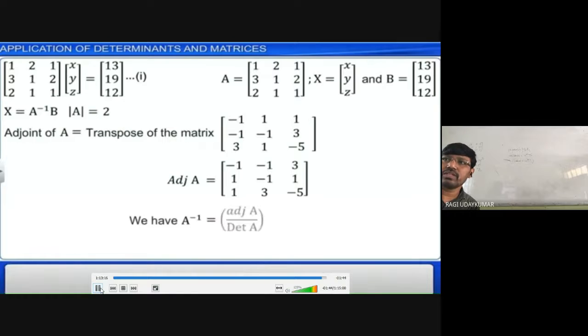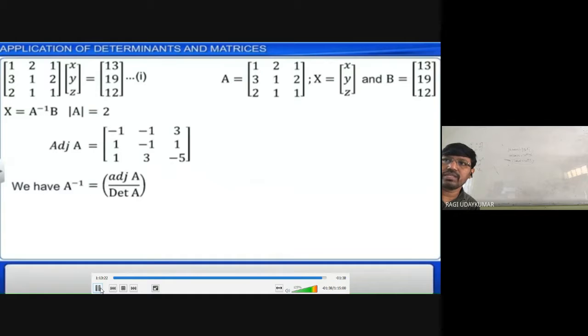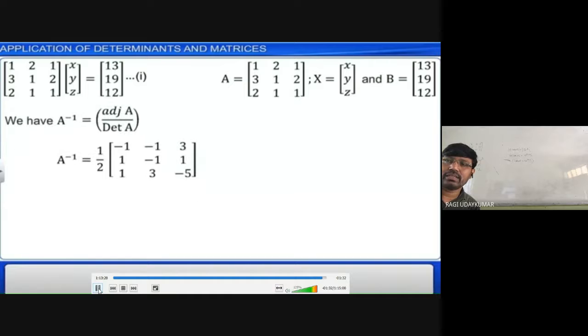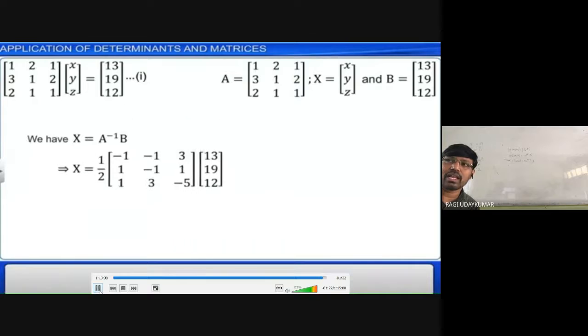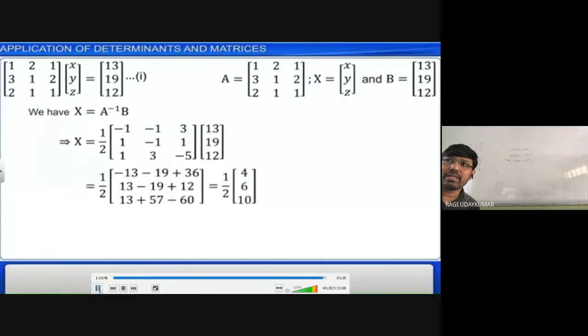Therefore, A inverse equals adjoint of A by det A. Det A means determinant of A. So that is 1 by 2 into the matrix with minus 1, 1, minus 1, 3. Now X equals A inverse B. A inverse, whatever matrix you are getting, multiplied by B, the column matrix. These two should be multiplied. The final result we are going to get is 2, 3, 5.